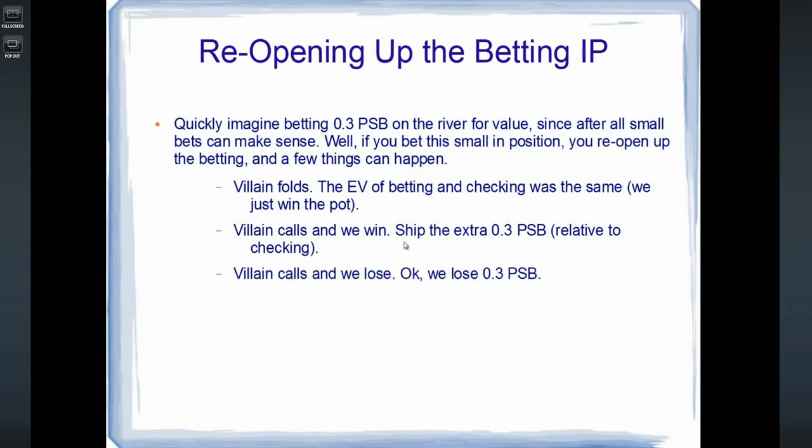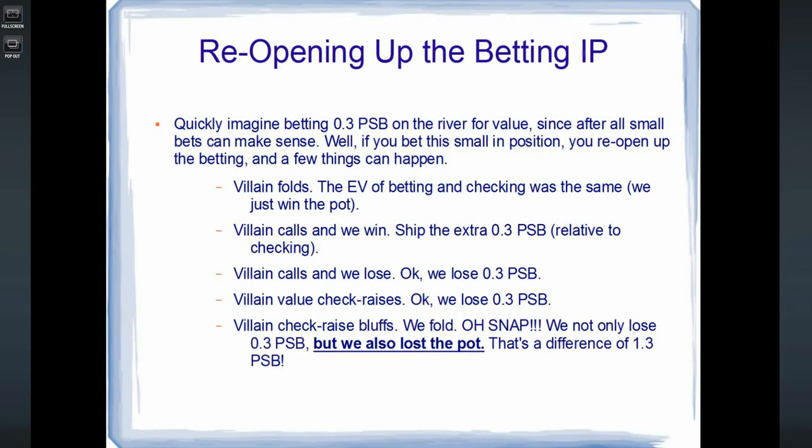The third outcome is villain calls and we lose. Then we just lost 0.3 pot more than we would have if we had checked, because we lost our bet. The fourth option is villain value check-raises. If we bet and fold to the check-raise on the river, and remember, once we bet and face a check-raise, if our opponent's balanced we're indifferent to calling or folding, so we just assume we fold, giving us 0 variance and 0 EV. If villain value check-raises, that means he has us beat, so we lost 0.3 pot more than we would have if we had checked.